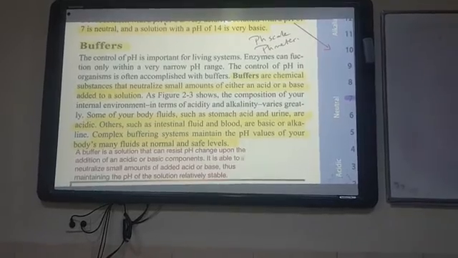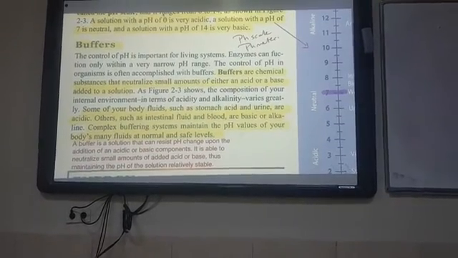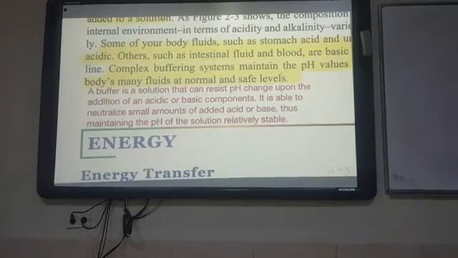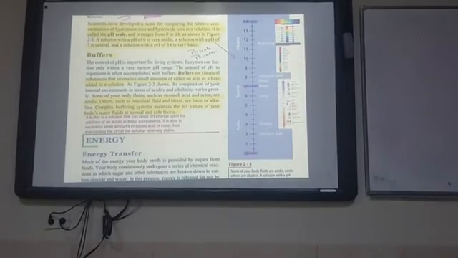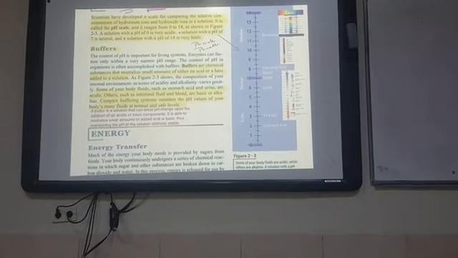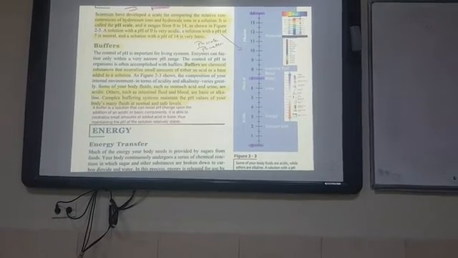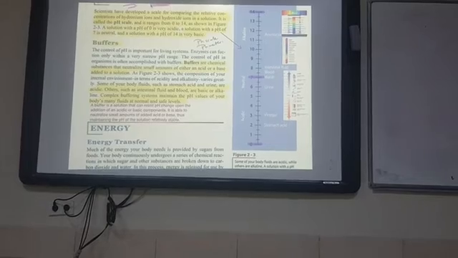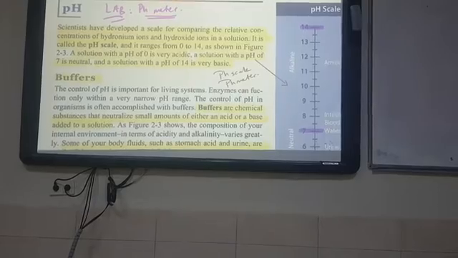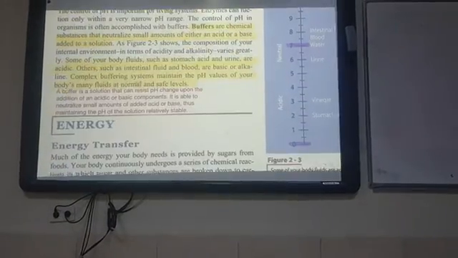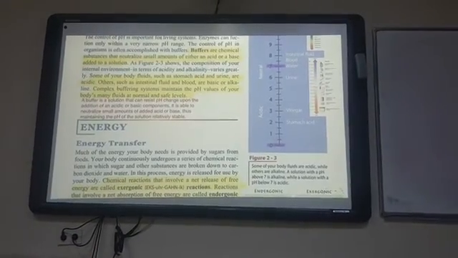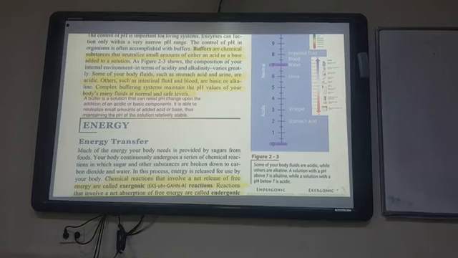What about the buffers? Buffers are chemical substances that neutralize small changes. Which one was basic or acidic, hydronium or hydroxide? Always check. Hydronium is acidic, and hydroxide is basic. Buffers are so important because inside our body, some regions are acidic, some regions are basic.